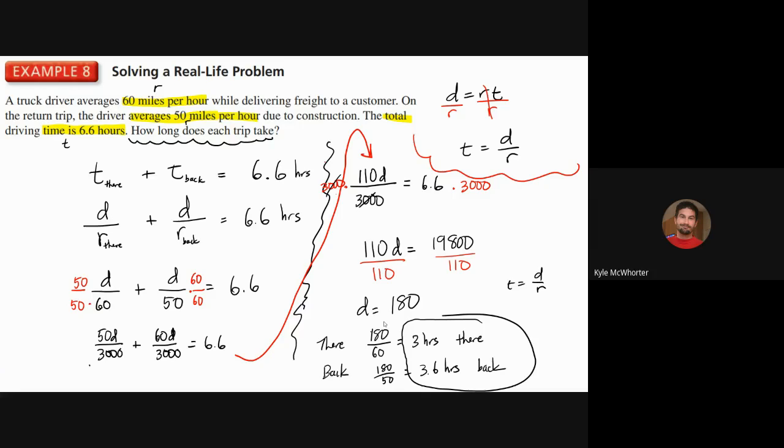So the main idea of the lesson is that you can take a formula and solve it for one of the variables and then just plug things in at the end.